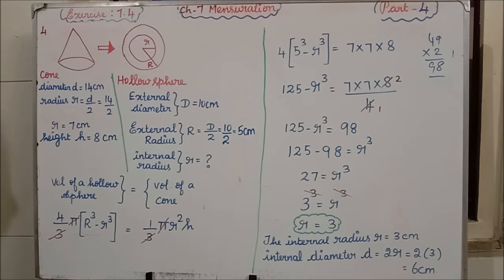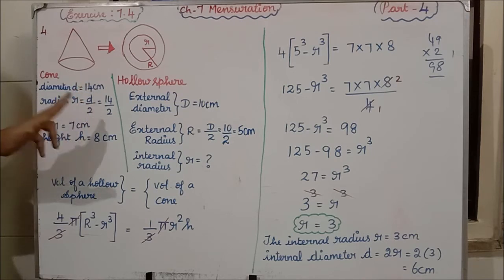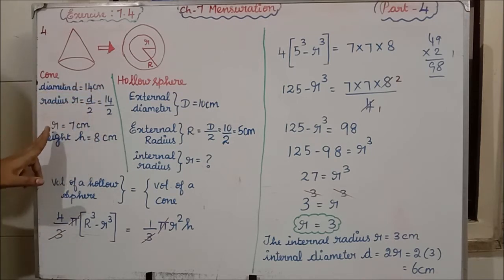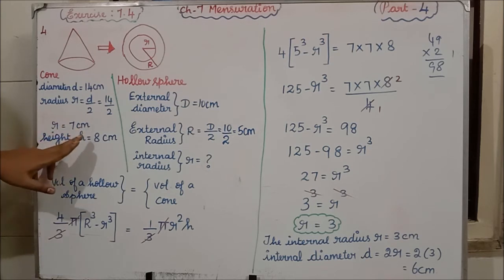Let us go for the solution. They are talking about two shapes: one is the cone and the other one is the hollow sphere. For the cone, the diameter is 14 centimeter. I told you many times, whenever they are talking about diameter, you convert into radius, because in all the formulas we are talking about only radius. So radius r equal to d by 2, 14 by 2, so small r is equal to 7 centimeter. The radius of the cone is 7 centimeter, and the height of the cone is 8 centimeter.